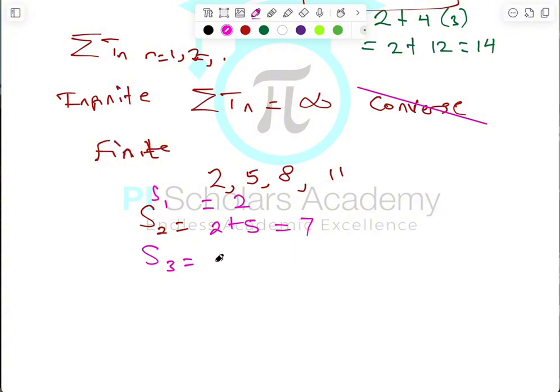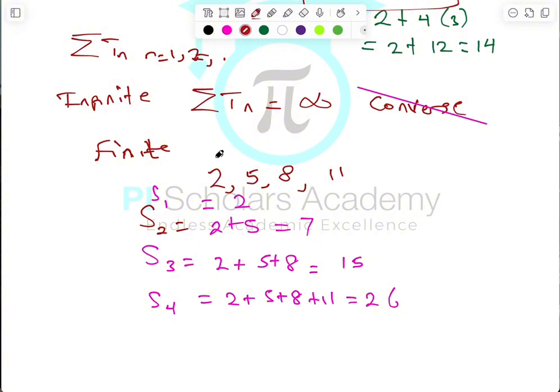Then I go here, sum of the three terms, we have what? 2 plus 5 plus 8. And if I increase it to 4, that will be 2 plus 5 plus 8 plus 11. Now 2 plus 5 plus 8, that is 15. This is going to be 26. But you cannot always do this.